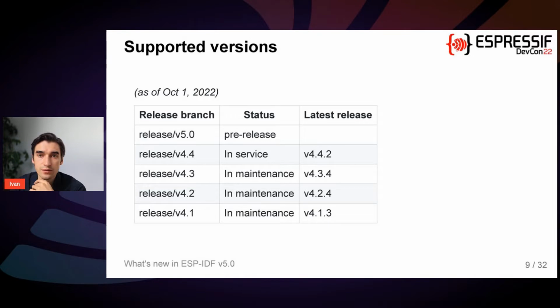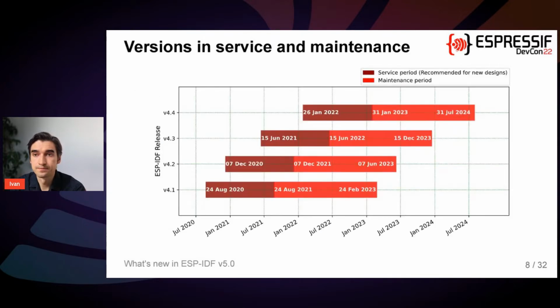Here is another way how we can look at the current support periods of the release branches. In this table, you can see what is the latest bug fix release for each of the branches. And keep in mind that if you're watching this talk later, this table probably will get out of date. So check ESP-IDF GitHub repository for the list of latest releases.